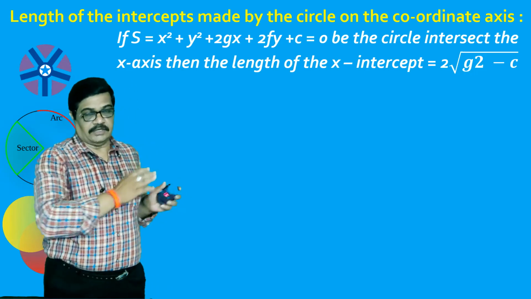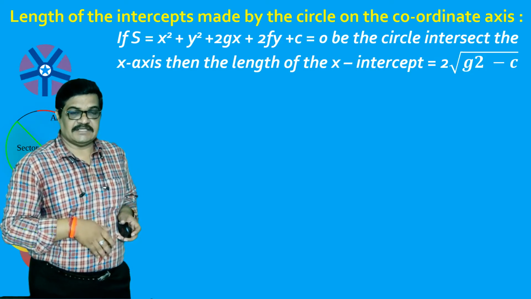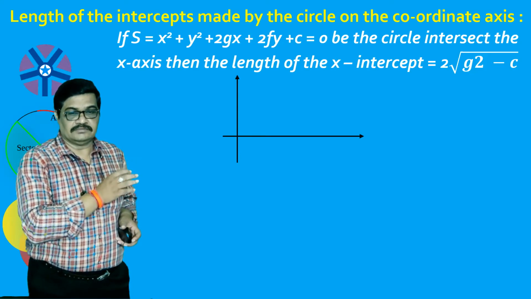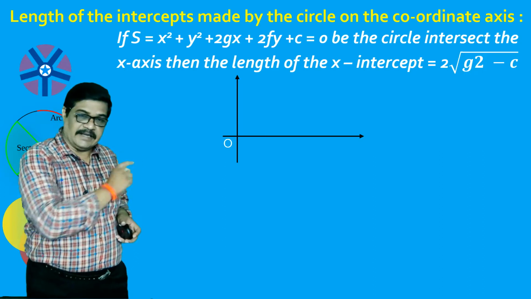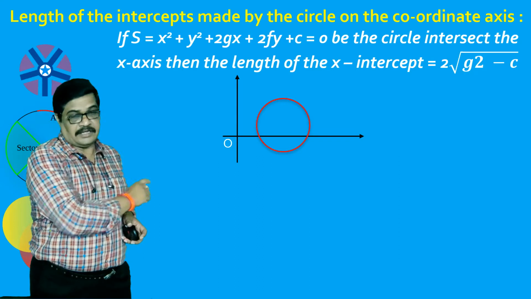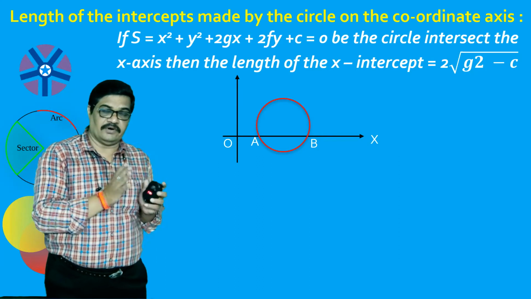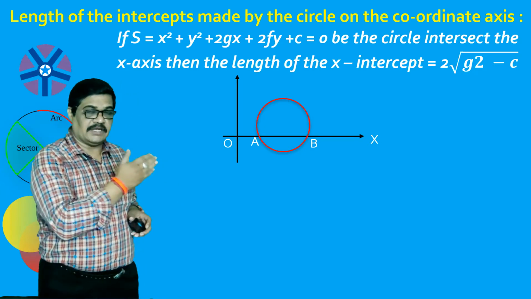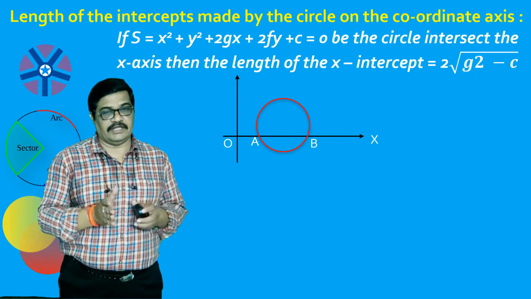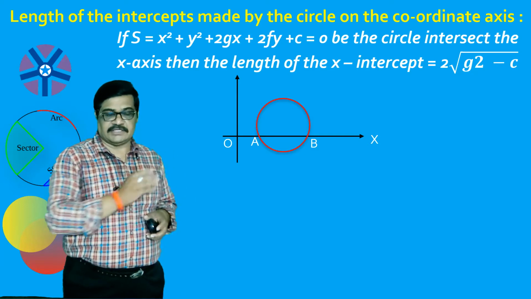Now we are proving this result. This is the x-axis and this is the y-axis. This is our circle. This circle intersects the x-axis at capital A and capital B. Okay. Now we have to find the length of AB. That is the circle's intercept on the x-axis, the length of the x-intercept made by the circle.